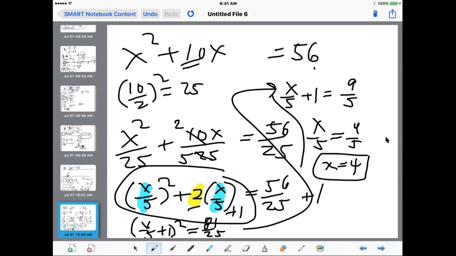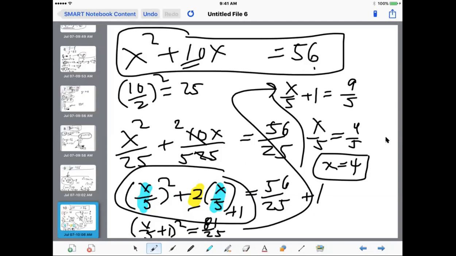So what I've just shown you is their alternate way of solving this equation. We get the same answer, but it has a different insight. In this one, the insight is that something squared plus 2 times something plus 1 is equal.